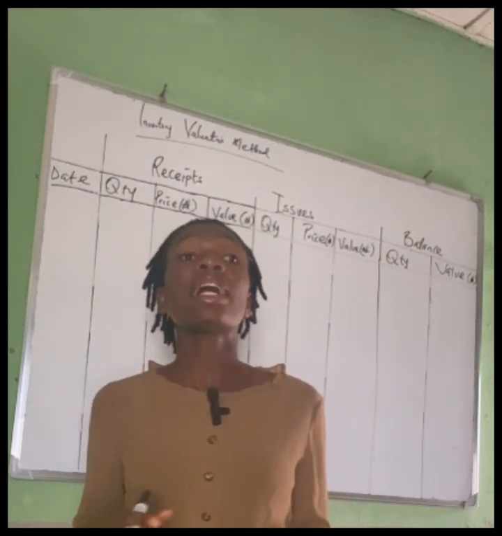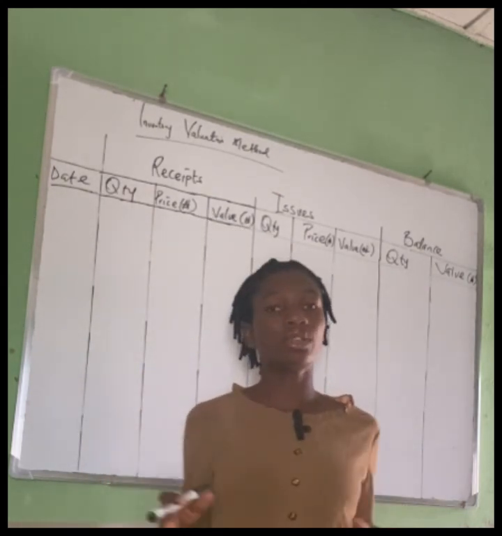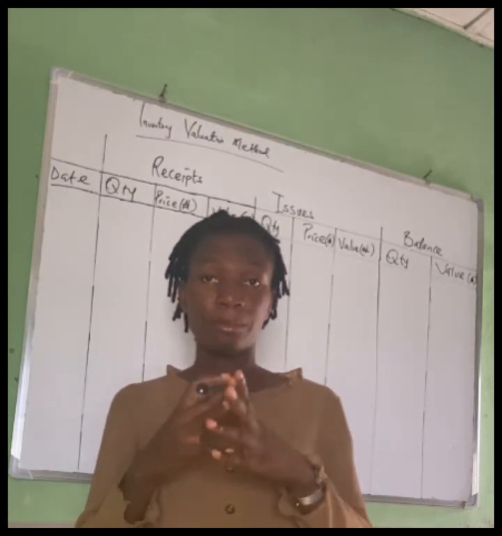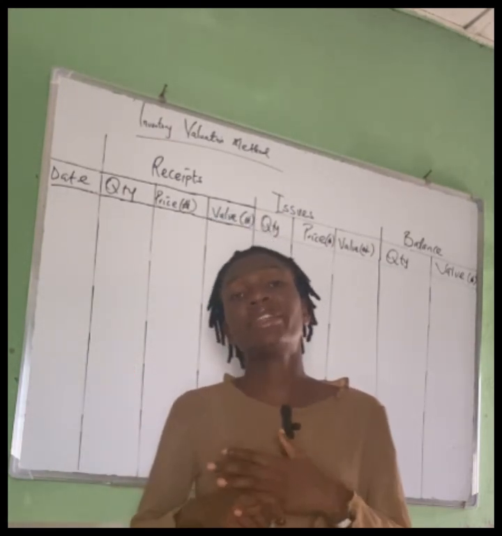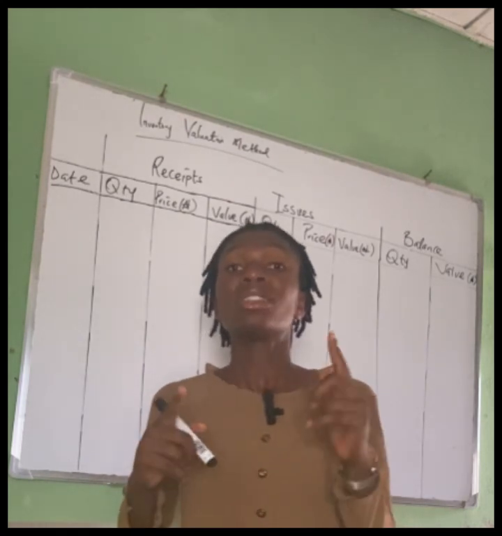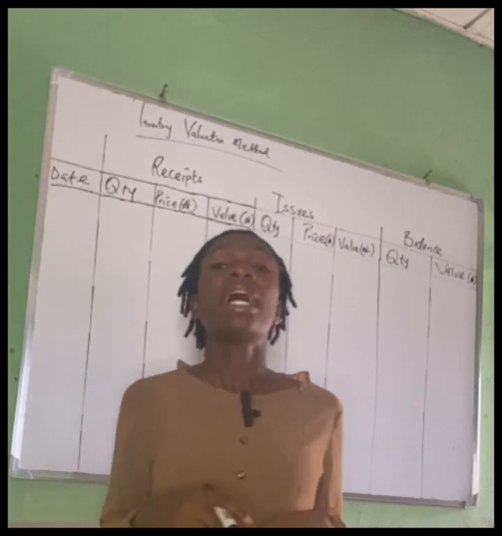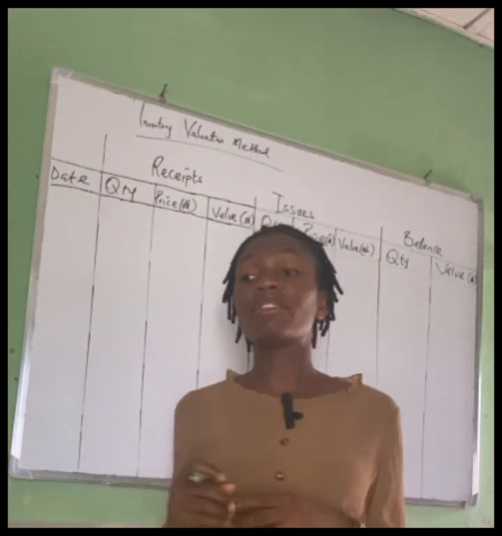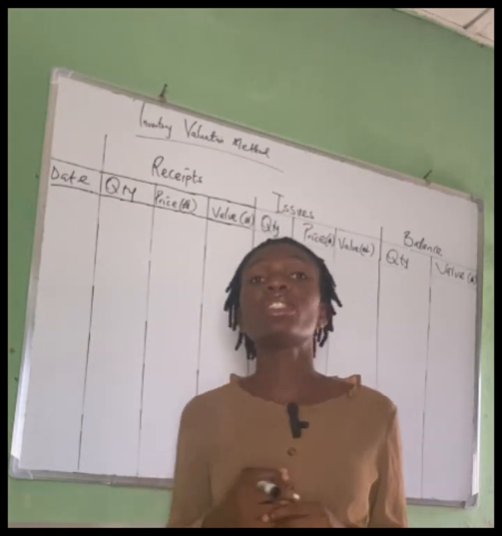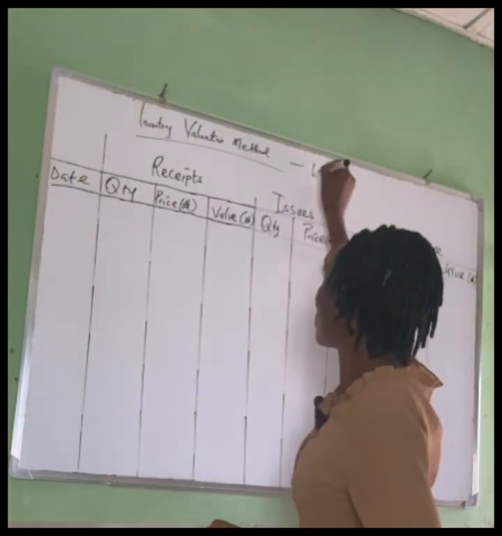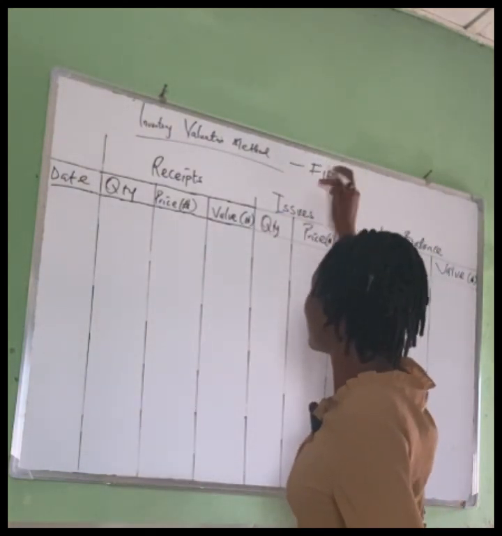Now, there are various methods used in inventory valuation, but for the sake of our class, we'll be only looking at three methods. The first in, first out method, which we know as the FIFO. That's what we'll be doing in this video. We'll be looking at the last in, first out method, and then the weighted average method. So for this video, we are looking at the FIFO method, the first in, first out.